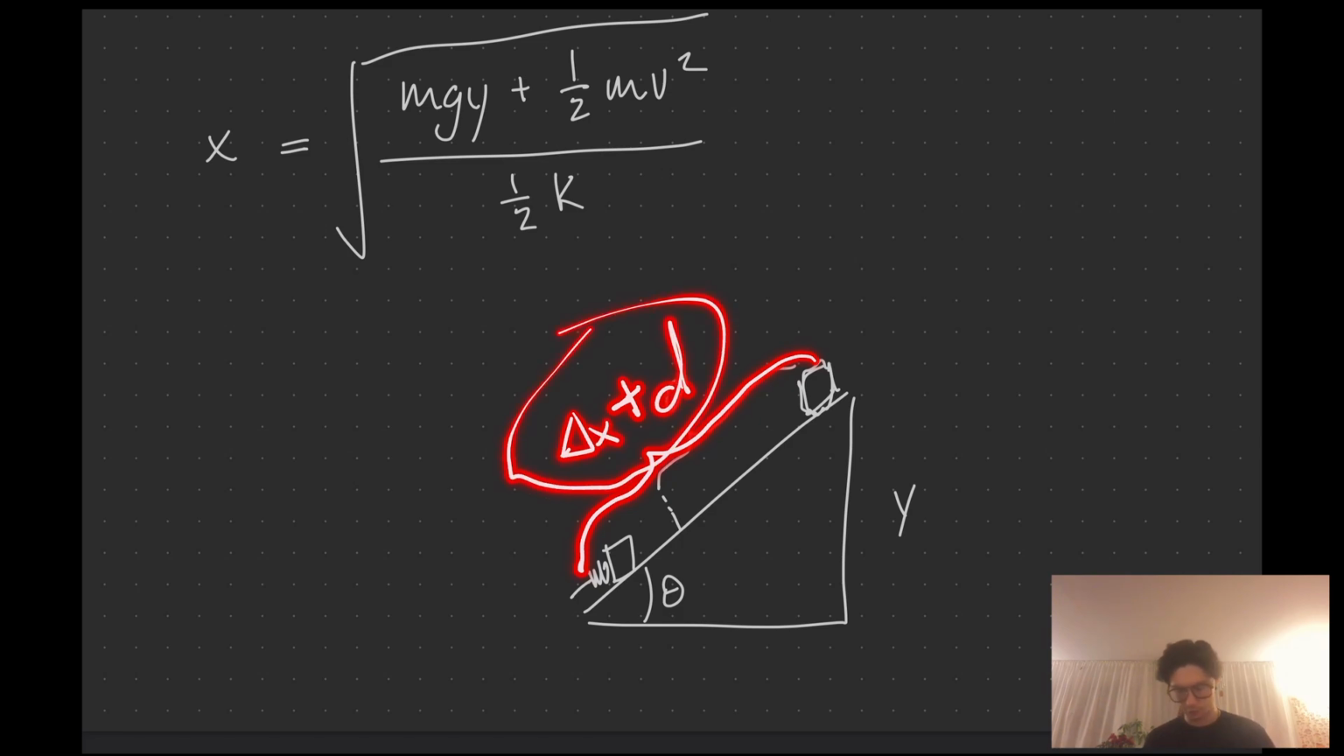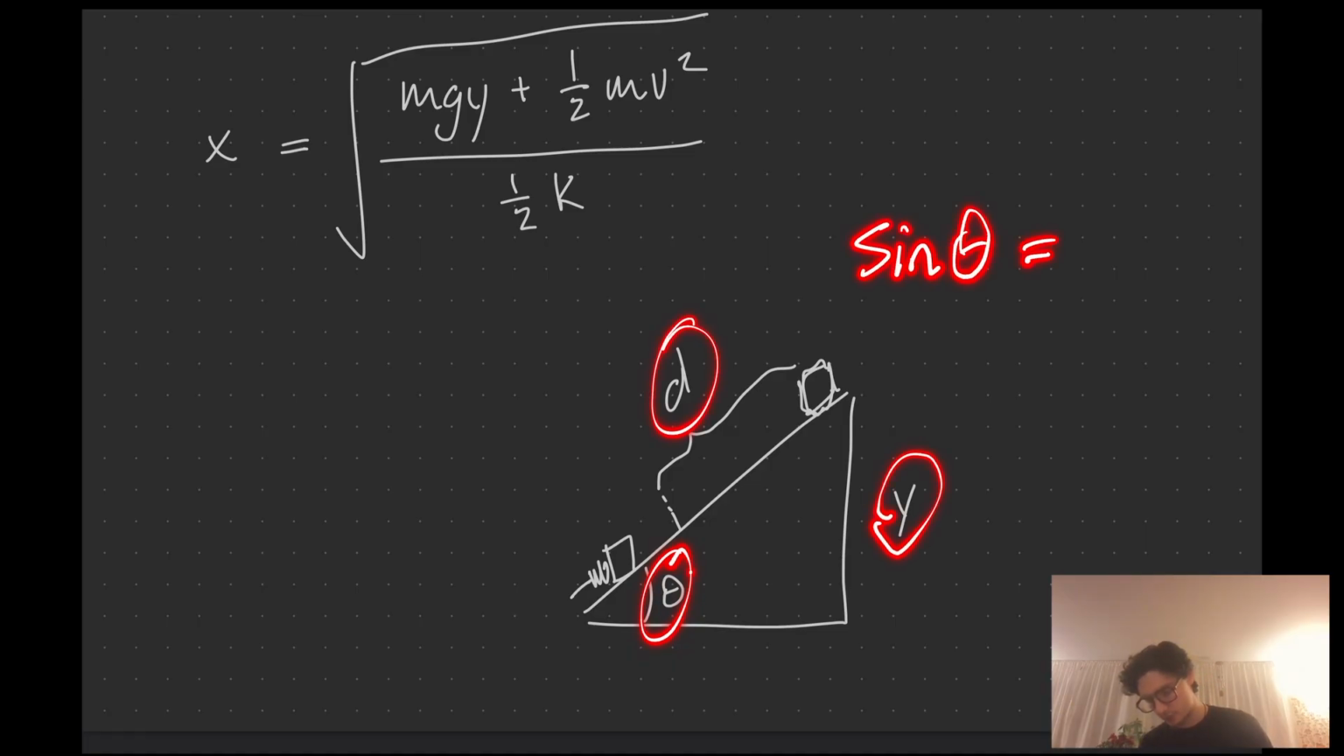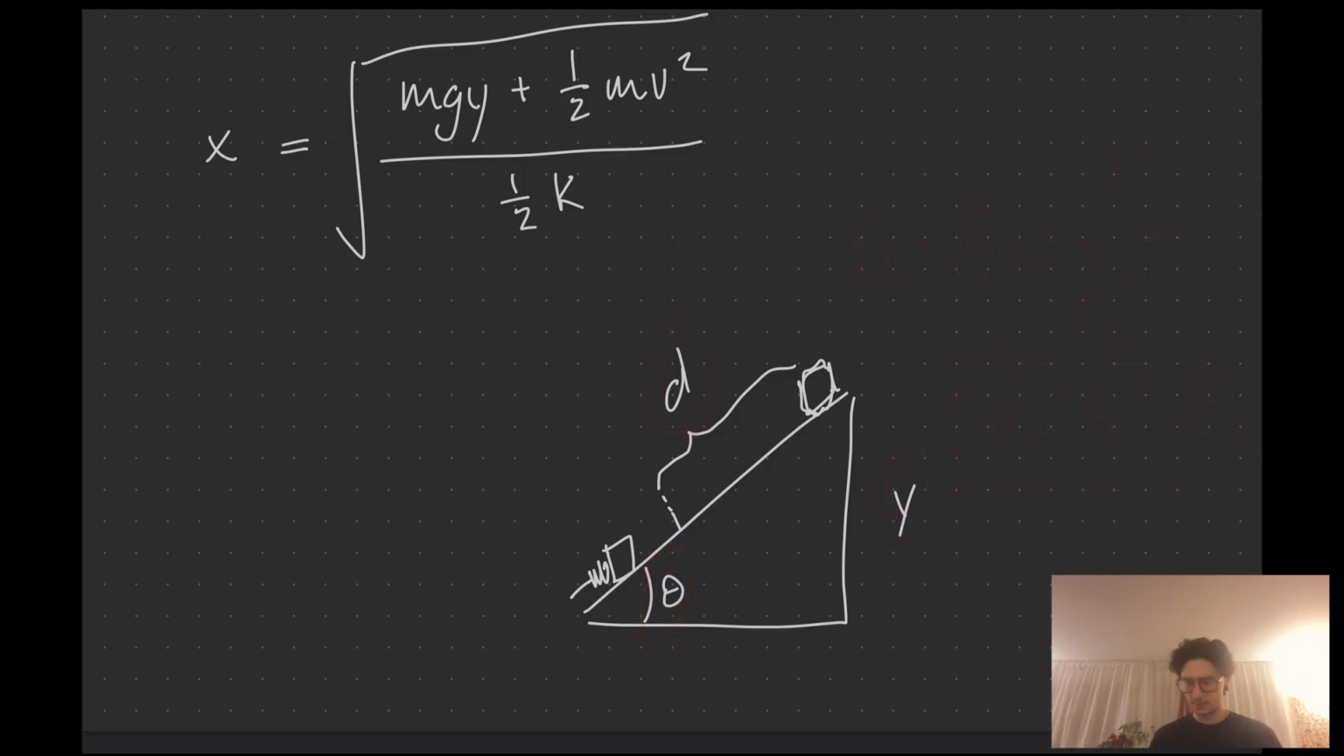How do I know this is true? Well, when I first did the problem, I just used d. So I thought d was this entire distance here, and I had y in terms of d and theta. You can see theta here, you have the opposite, you have the hypotenuse, so sine of theta is equal to the opposite over the hypotenuse. So I can solve y is equal to d sine theta. This is how I solved the problem originally, and then we checked the solution and we saw that in fact you have to account for this little delta x.